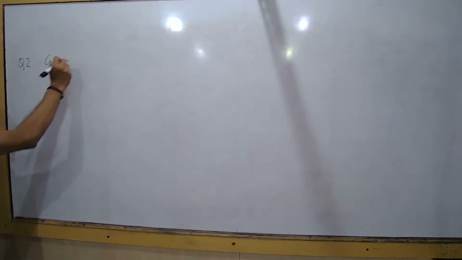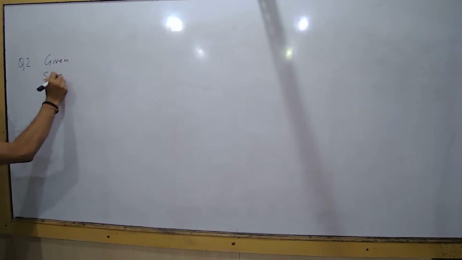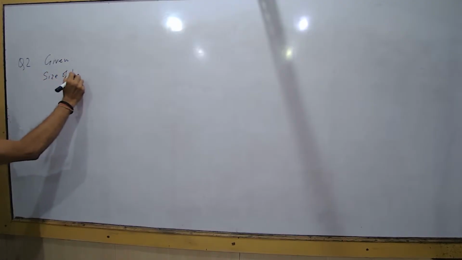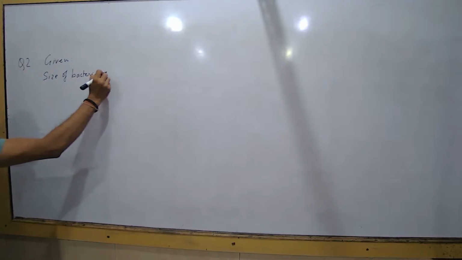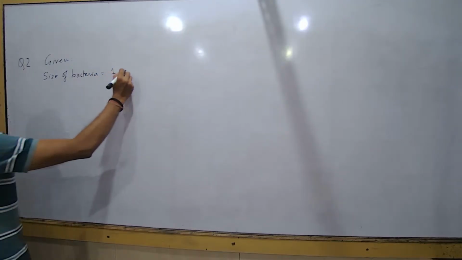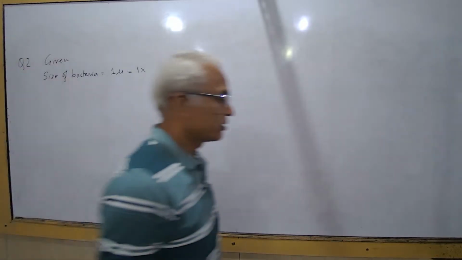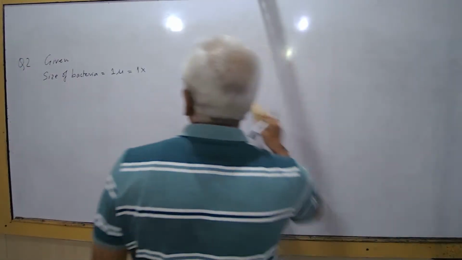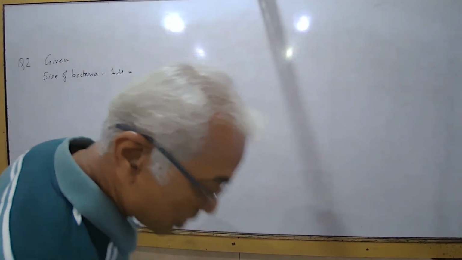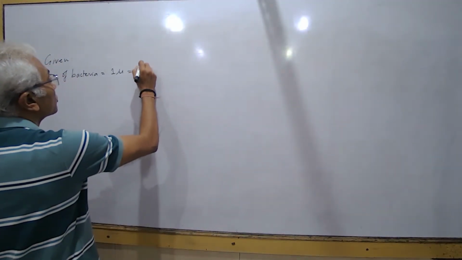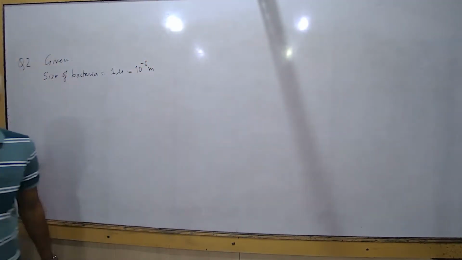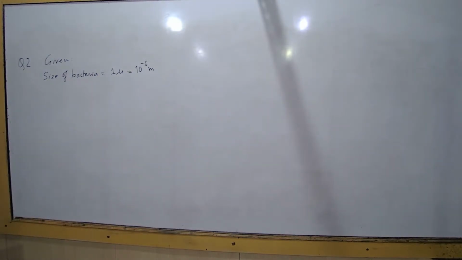The size of bacteria is 1... what is it called? Size of bacteria? 1 micron. Yes. 1 micron, which is 1 into 10 raised to minus 6 meter. So 1 micron is 10 raised to minus 6 meter. Okay, so you have to know this first. Then you have to find the number of bacteria in 1 meter length.